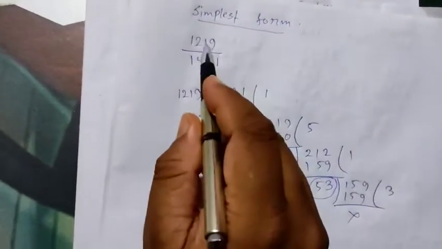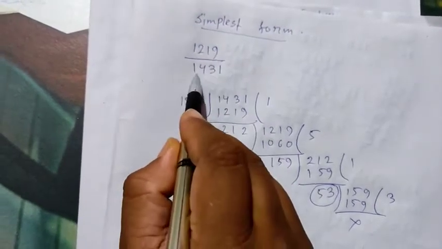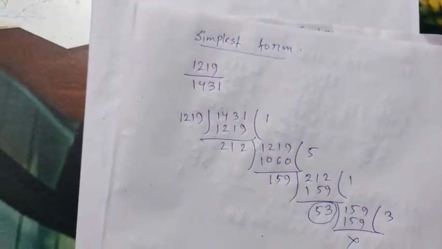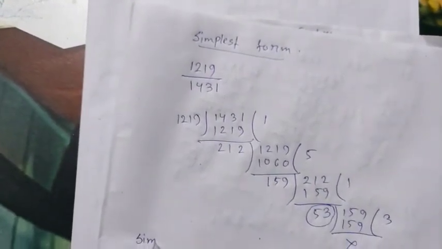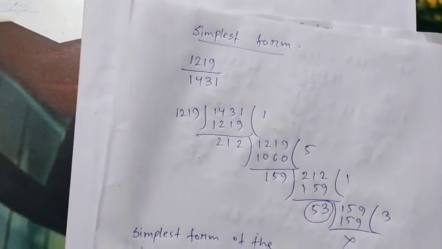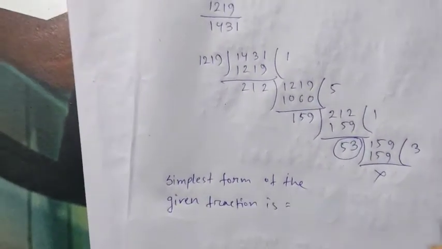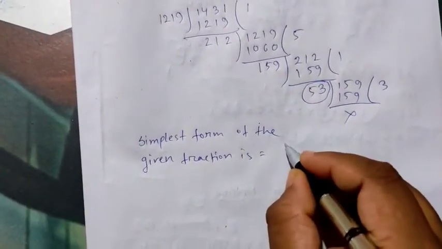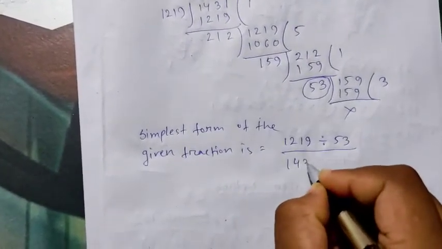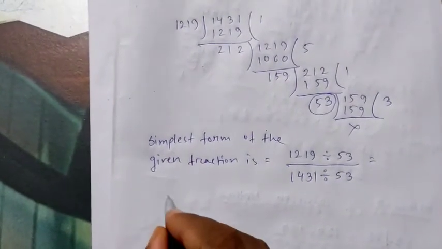Okay, that means 53 is a divisor for this 1219 as well as 1431. So it is not in simplest form. Both are multiples of 53. So to find the simplest form of the given fraction, you have to divide them by 53: 1219 divided by 53 and 1431 divided by 53. You have to perform the divisions here at the left side.